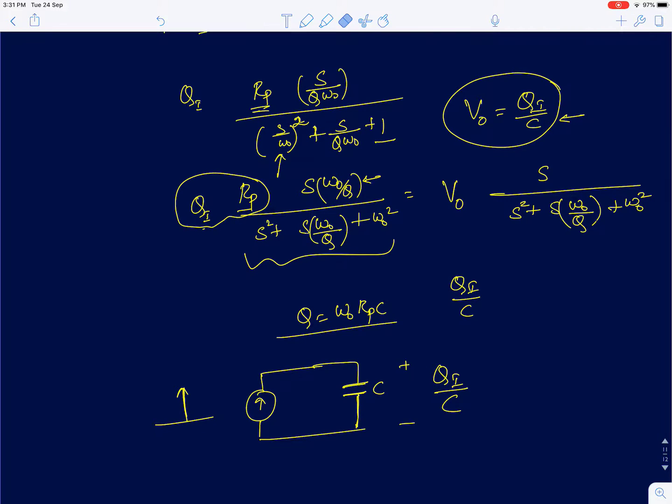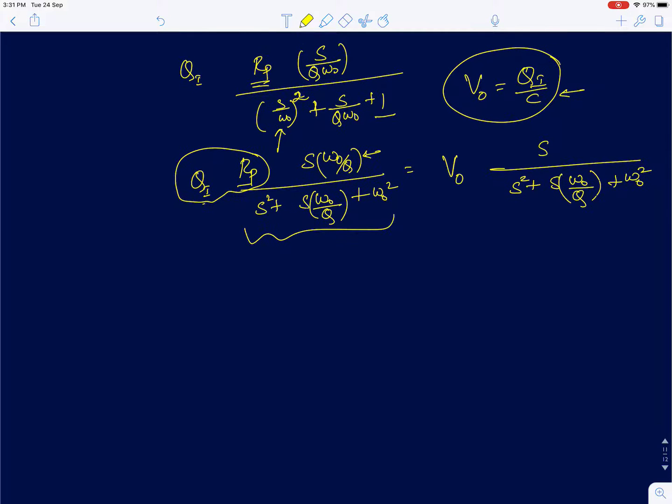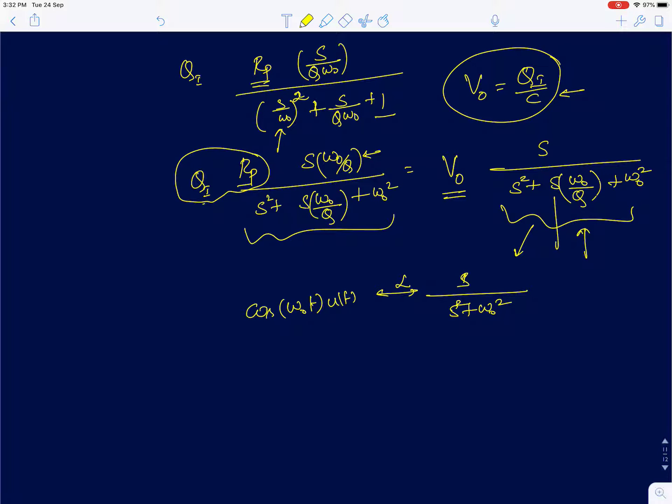Now we have an expression for the tank voltage in terms of V naught, which is Qi by C, the initial voltage, and again we have the impedance transfer function. Now we need to find the inverse Laplace transform for this function. So we have to try to reduce this into a form which we are already aware of. For example, the Laplace transform of cos omega naught t into u of t is s by s square plus omega naught square, but this is different. There is also an s term here. So how do we deal with that?